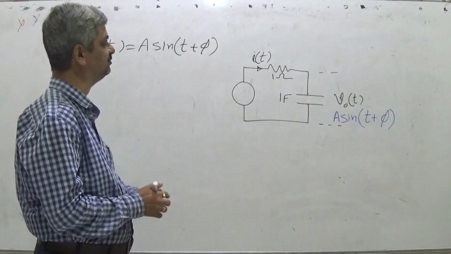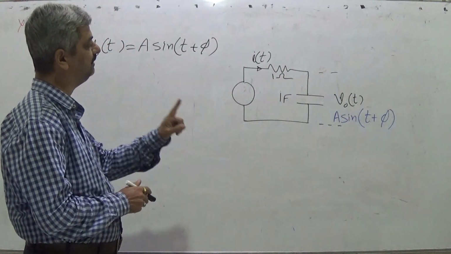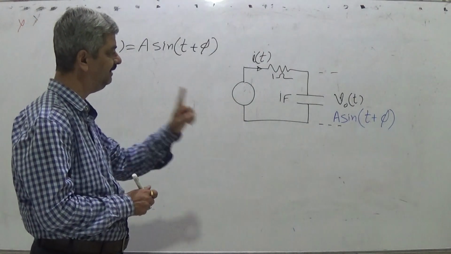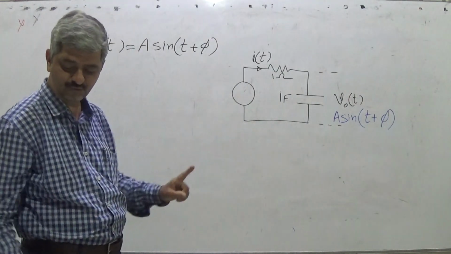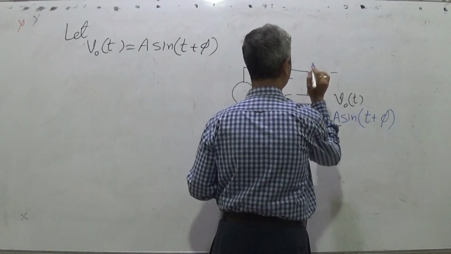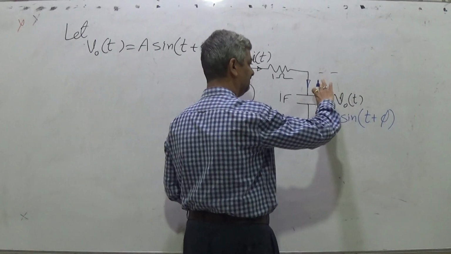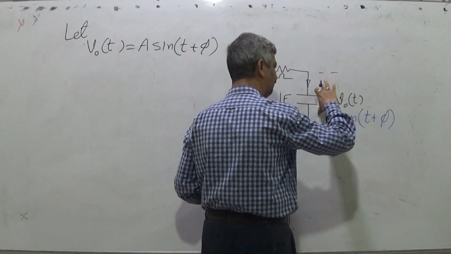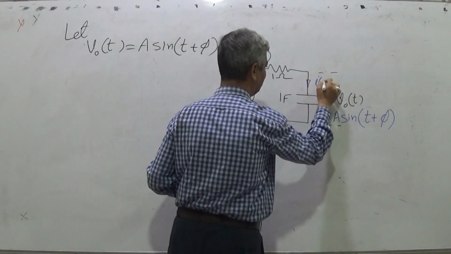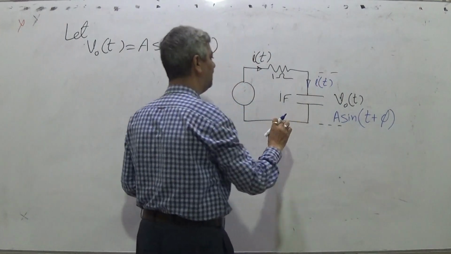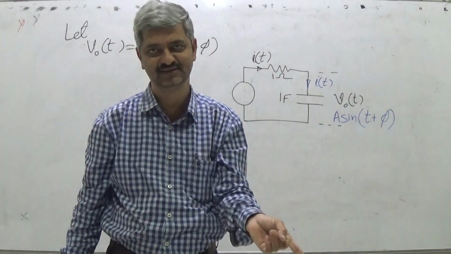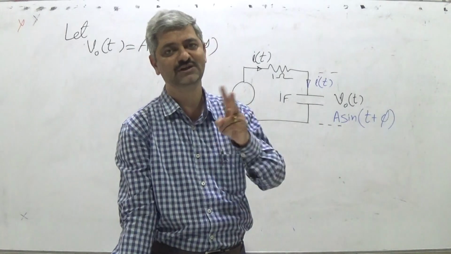Now, how can we proceed? The voltage Vo(t), which is assumed, is A sin(ωt + φ). Now, what will be the current through the capacitor for this voltage across it? That current i(t) is the same, as it is a series circuit, the same current will flow. Now I have the same current flowing through the resistor and the capacitor, and I know the voltages across both of them.